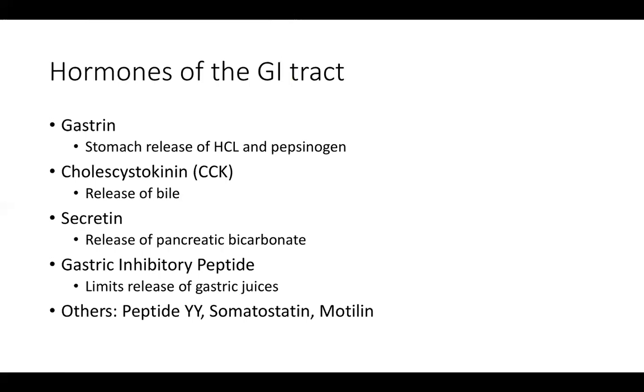precedes pepsin. Next hormone, cholecystokinin, or CCK. So release of CCK is stimulated by fats and amino acids in the small intestine. And CCK stimulates pancreatic cells to produce pancreatic enzymes. It also helps stimulate the gallbladder to release bile.